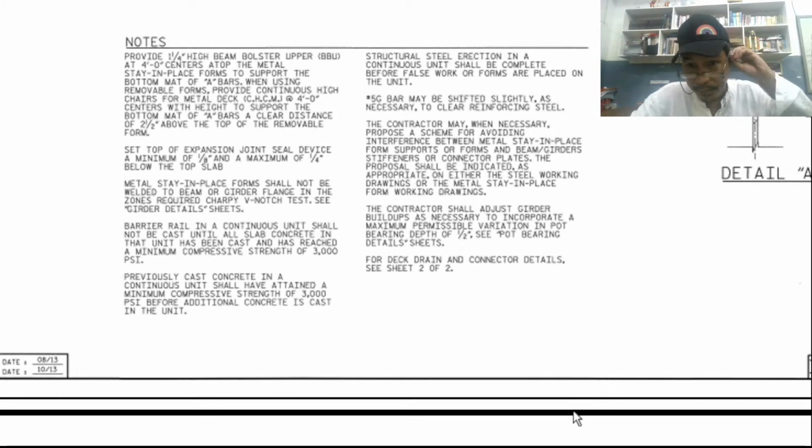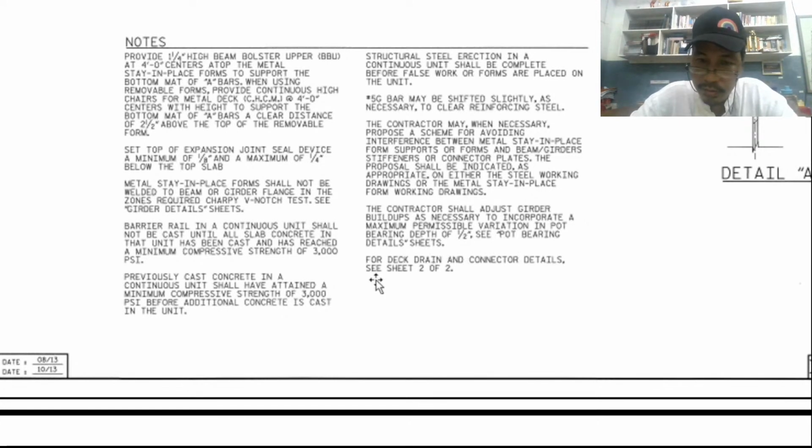So there are 5 types of bearing in this series of lecture. Okay? So path is one type of bearing. Depth of how much? 1/2 inch. So that is the depth of permissible variation. See path bearing detail sheets.